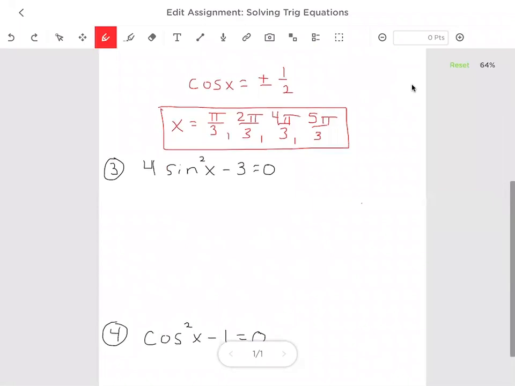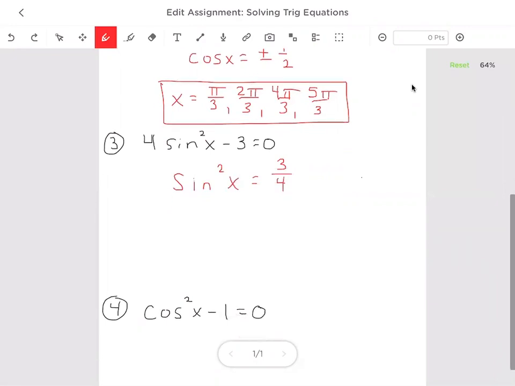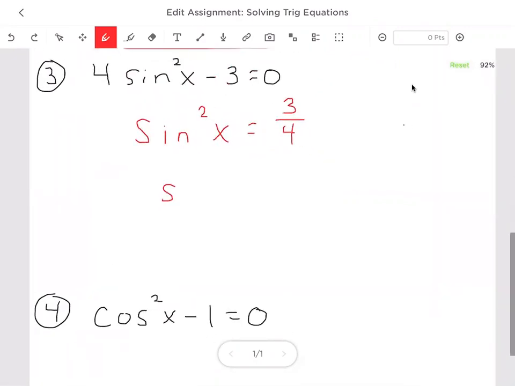Next, I'll move the -3 over and divide by the 4. So I have sine squared x is equal to 3/4. Take the square root of both sides, and the sine of x is root 3 over 2. But do not forget plus or minus. So when you're taking that square root, and that's a big deal, especially when you're working your Delta Math, it's not going to mark it correct if you only write 2 answers instead of 4 answers, right?